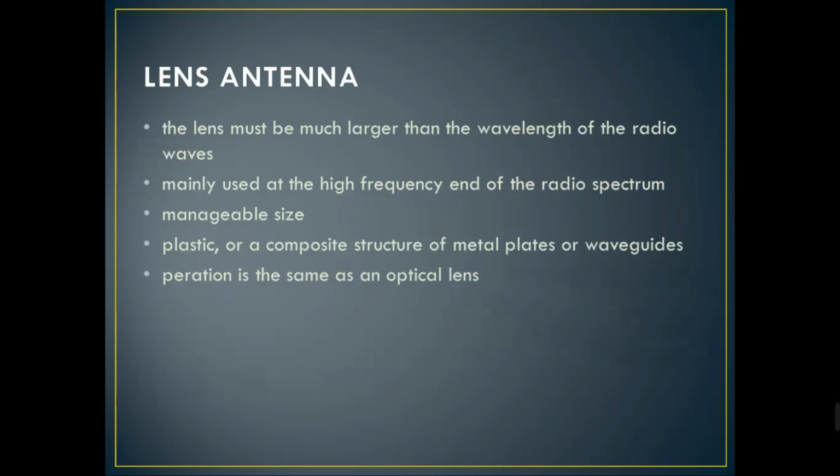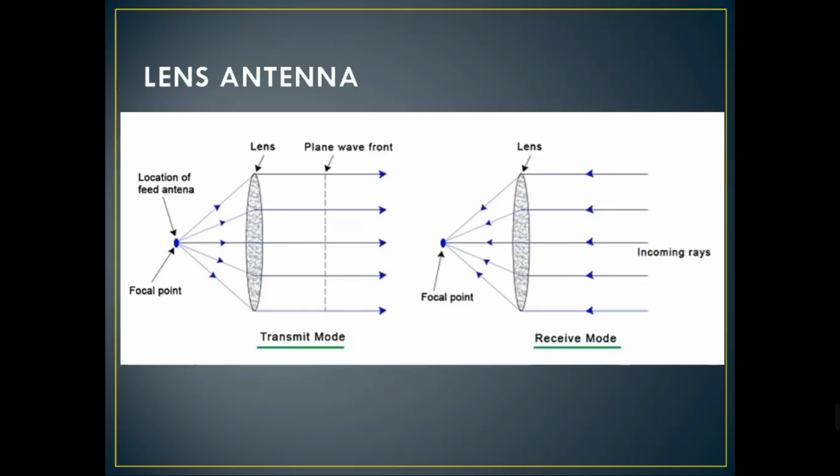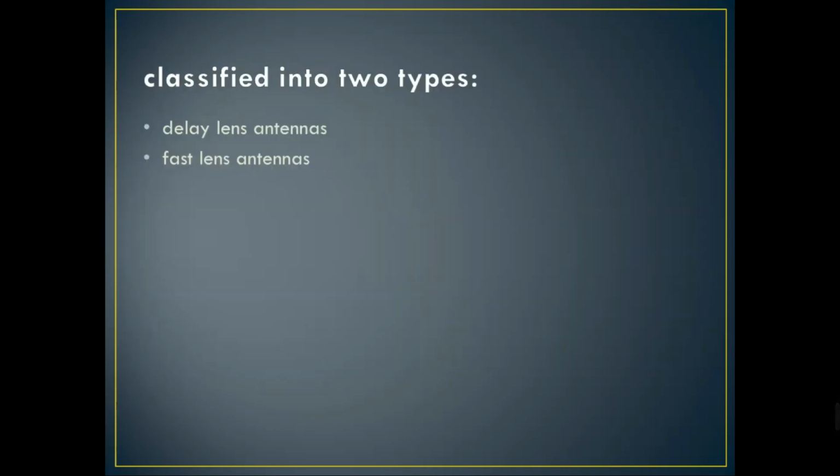They can also be fed by an array of feed antennas called a focal plane array or FPA to create more complicated radiation patterns. To generate narrow beams, the lens must be larger than the wavelength of the radio waves, so lens antennas are mainly used at the high frequency end of the radio spectrum, with microwaves and millimeter waves, whose small wavelengths allow the antenna to be a manageable size.